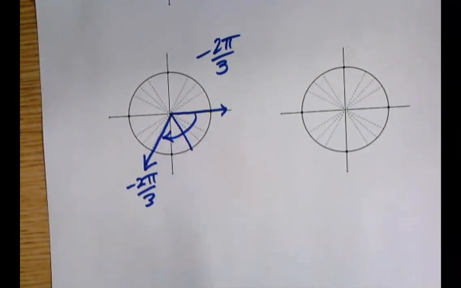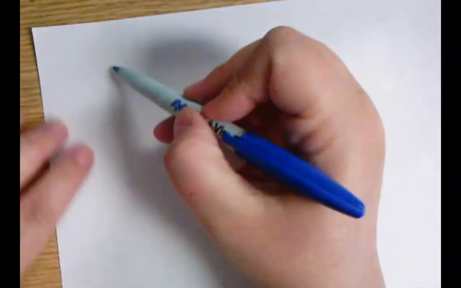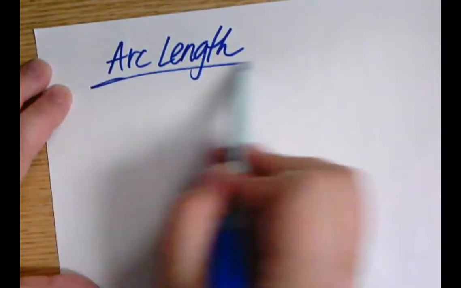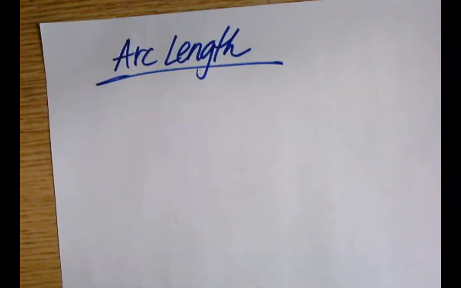Now, the last thing we need to talk about here is arc length. And arc length is something you dealt with in geometry. It's a part. It's not arc measure. It's not degrees. Arc length is saying a piece of the circumference, a piece of the distance around the circle.